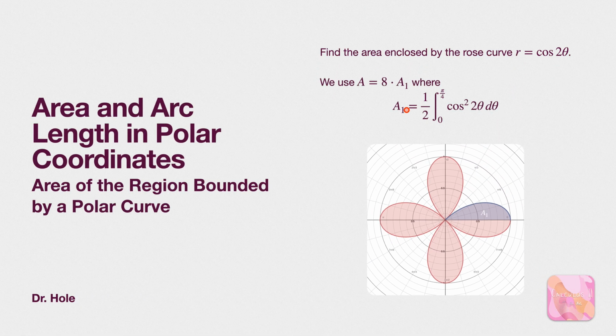So we plug that into the formula. As noted earlier, what we're going to compute, A1, is 1/8 of the total area. So to get the total area, we multiply A1 by 8. And as we just saw, the alpha value is 0, the beta value is pi over 4, and everything else is just following the formula.